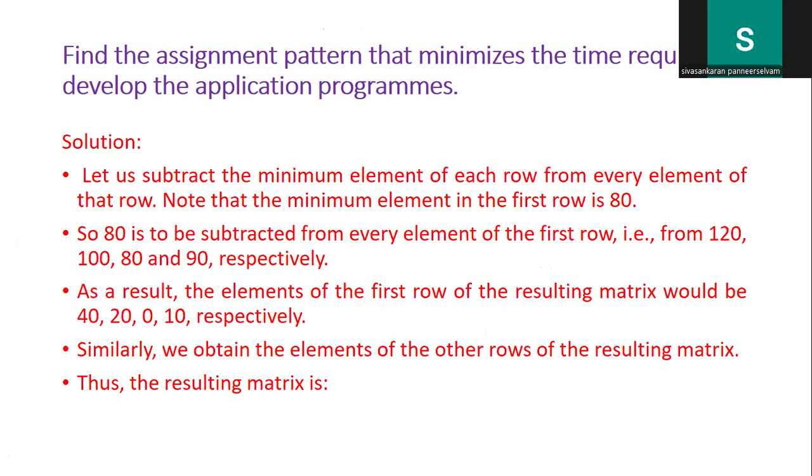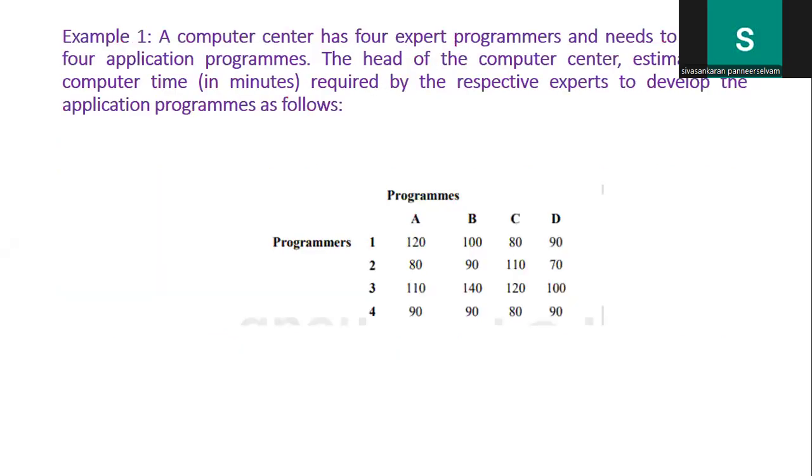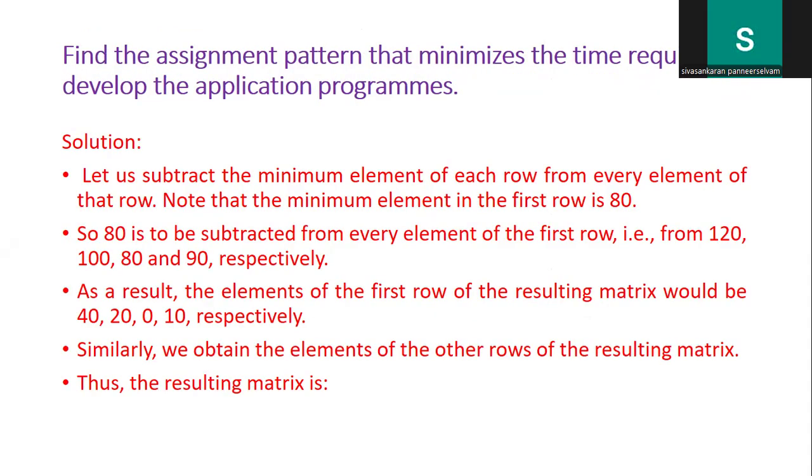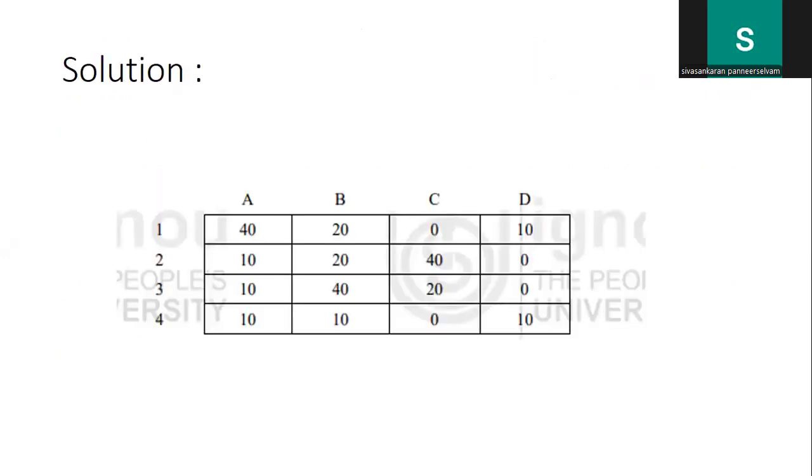Let us see how. For example, take the first row in the table. The element 80 is the minimum in the first row. So select that number 80, and it has to be subtracted from every element of the first row: 120, 100, 80 and 90. Likewise, we repeat the same operation for the other 3 rows. Now let us see how the resultant matrix looks. So this is the final resultant matrix. Let us see further how these values come out.